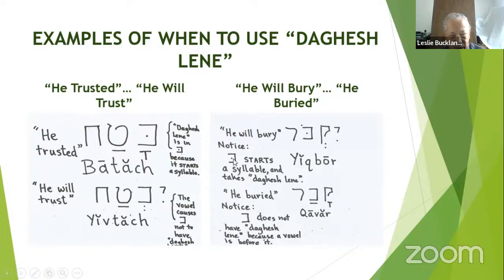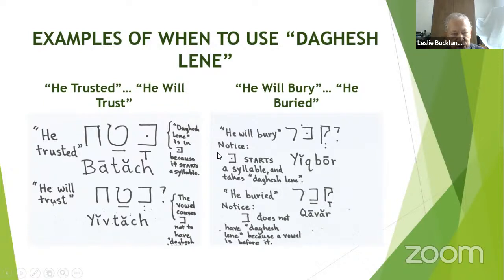So notice that Baith starts a syllable and takes dagesh lene. However, another form of the same verb in the perfect tense is kavar, which means he buried. Notice that there is a vowel right before the Vaith. And because there is a vowel immediately before the Vaith, it cannot take dagesh lene. Dagesh lene does not go in there. You see, the two conditions are not met.